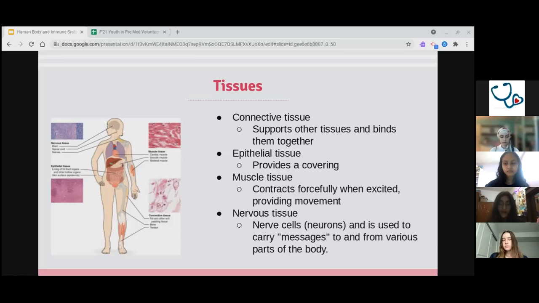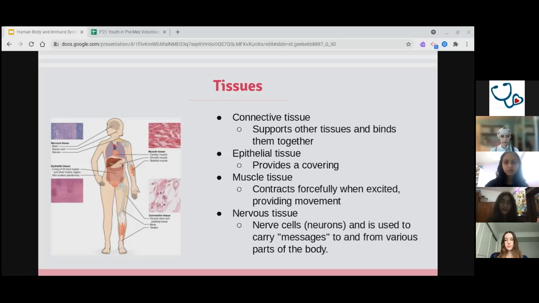Connective tissue, as its name implies, supports other tissues and binds them together. Epithelial tissue refers to groups of cells that cover the exterior surfaces of the body. Muscle tissues contract forcefully, and when they're excited, they provide movement, allowing you to move. And nervous tissues allow for nerve cells to carry out messages to and from various parts of the body.